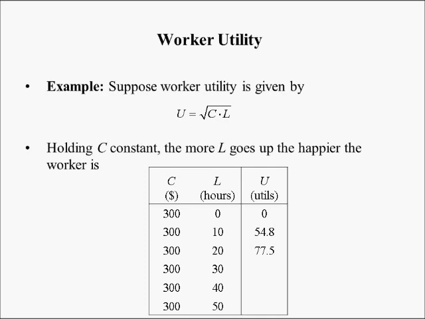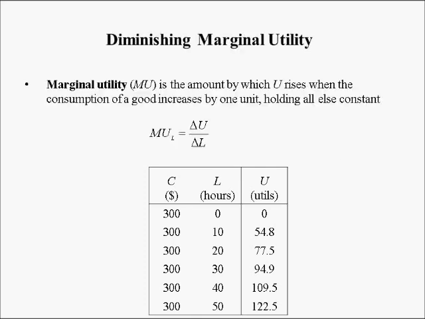When we go from 10 hours to 20 hours of leisure, holding consumption constant, utility only goes up by about 22 utils. Then you plug in 30, plug in 40, you plug in 50. Utility is increasing, but at a decreasing rate.